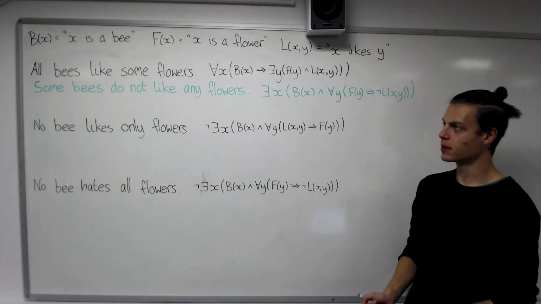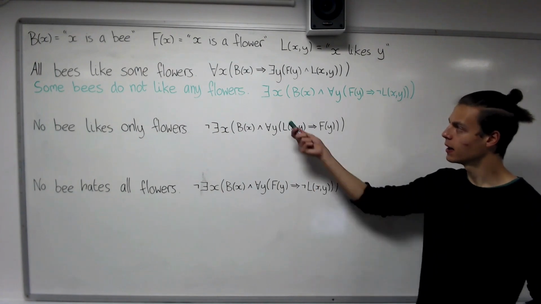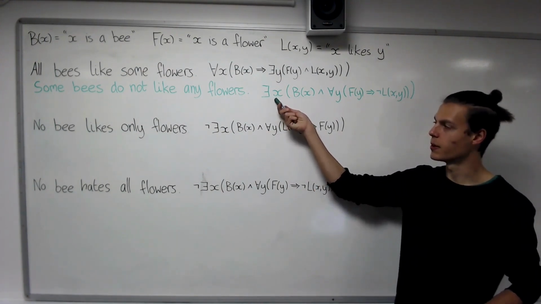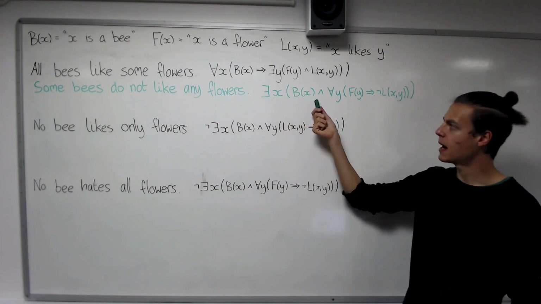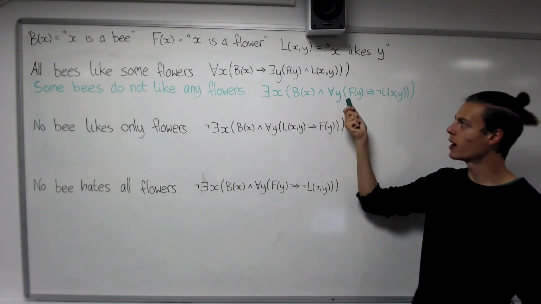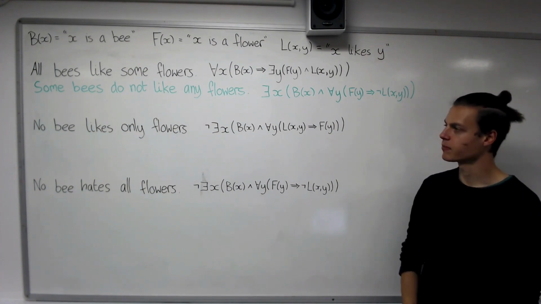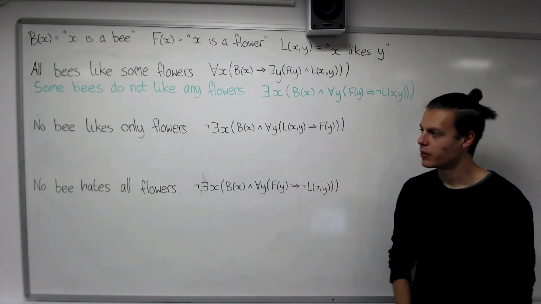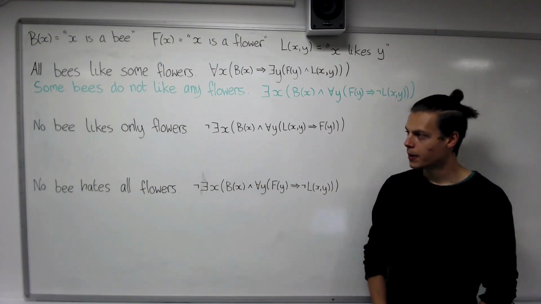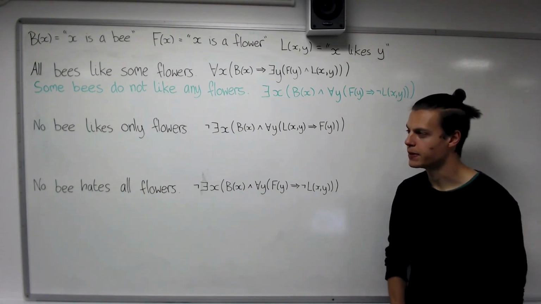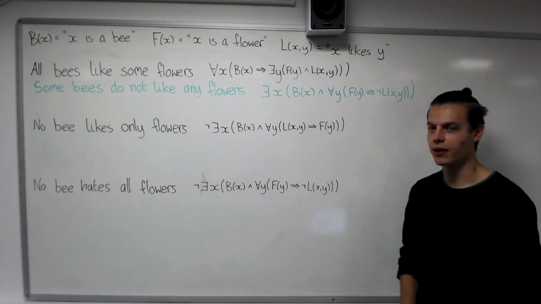So the negation of the first statement, that all bees like some flowers, is some bees do not like any flowers. And here it is written in predicate logic, so there is some X such that X is a bee, and for any Y, if Y is a flower, then X does not like Y. Okay? The second statement, no bee likes only flowers, written like this in predicate logic. Well, if we negate that, so if it is not the case that no bee likes only flowers, then it must be the case that some bees like only flowers.